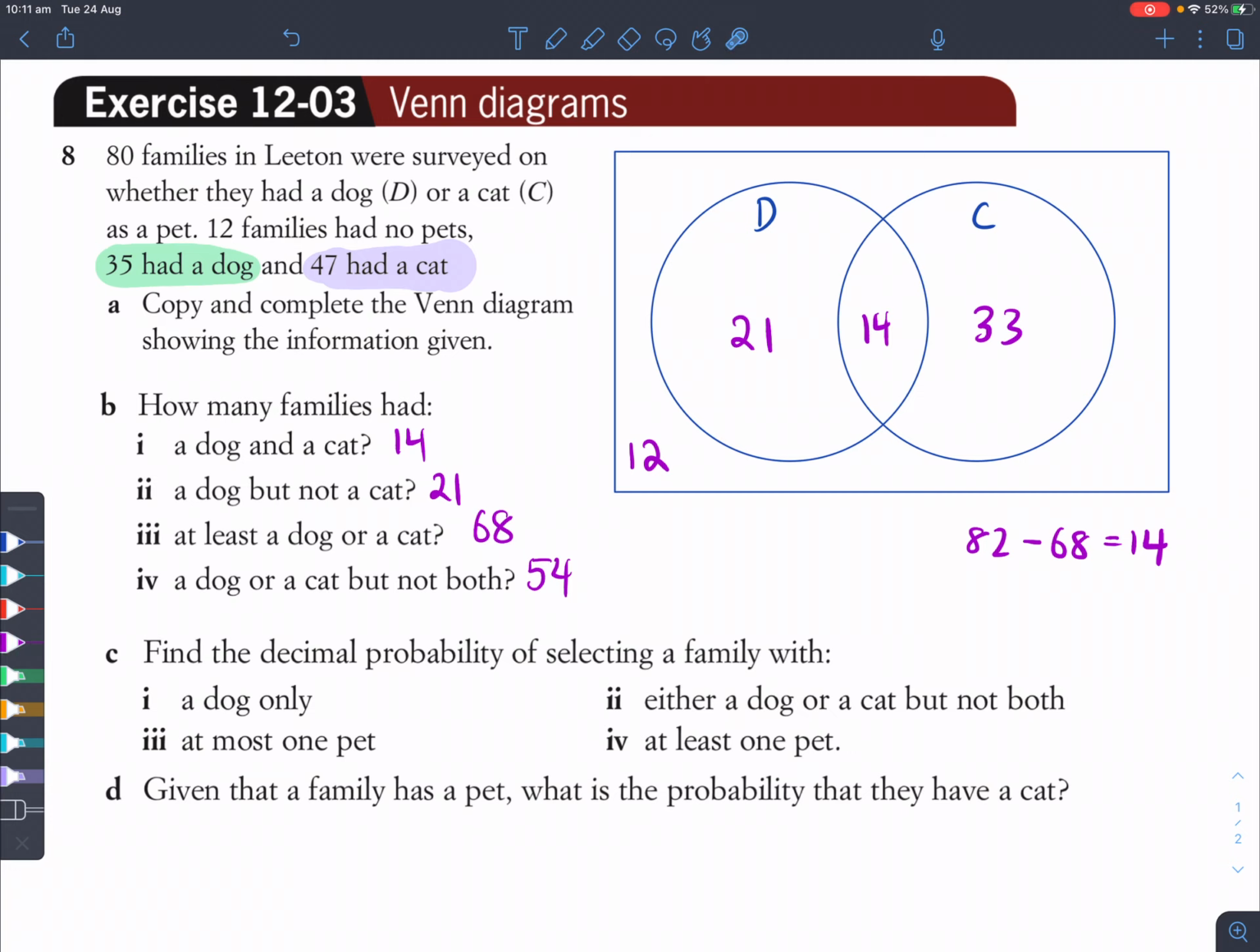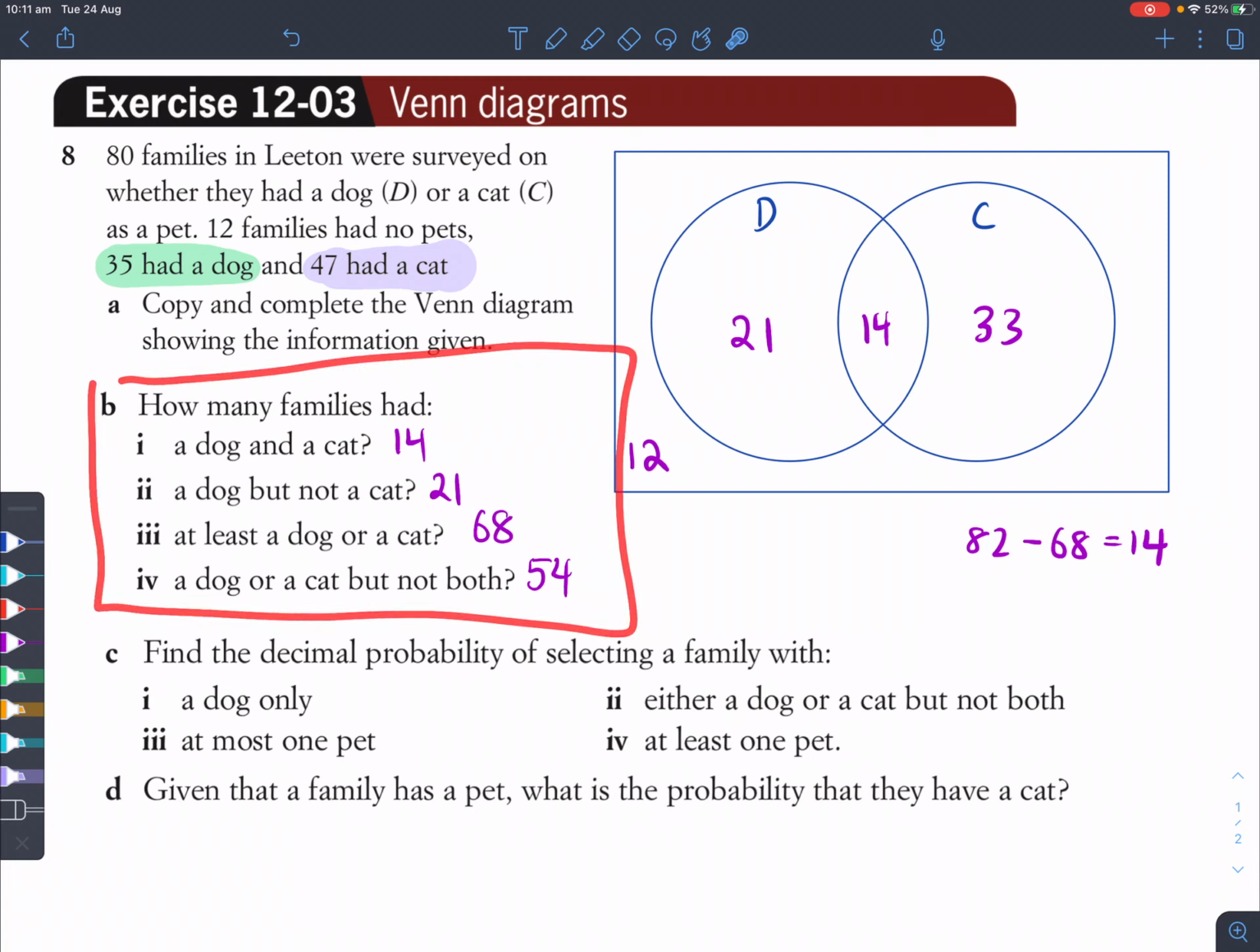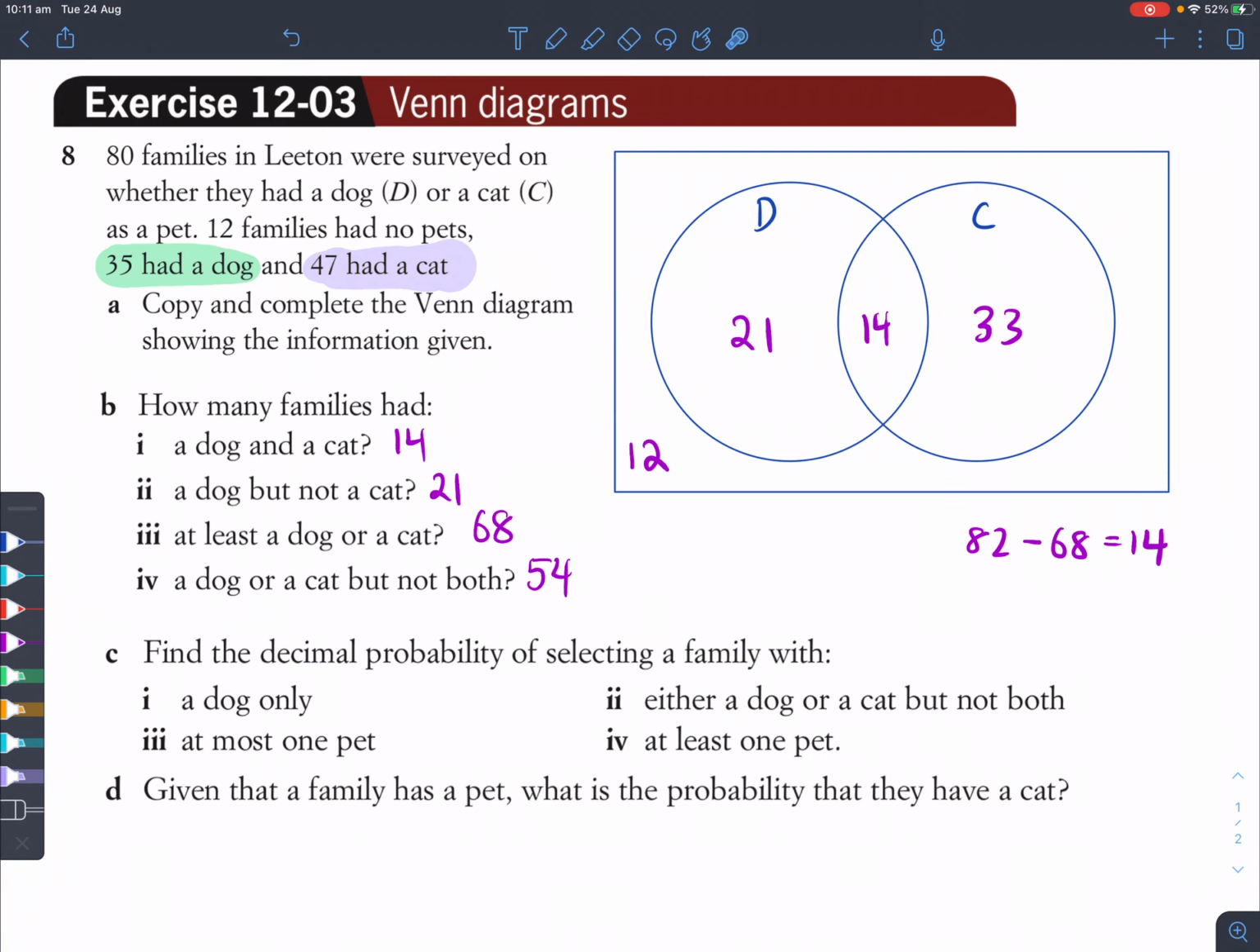Now, I want you to be observant and have a look at this question. This question is all about just how many families had this and that. It doesn't actually relate to probability. And where students actually fail to complete this in exam is they're too used to finding probability and they'll write 14 out of something. So just make sure you read what's asked there.